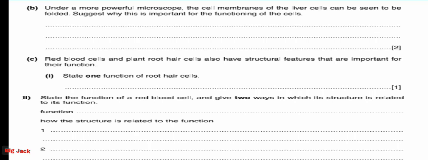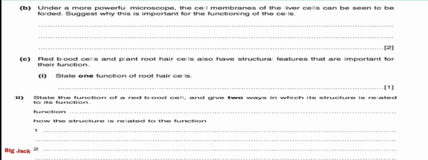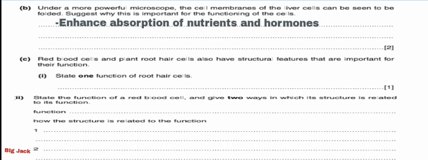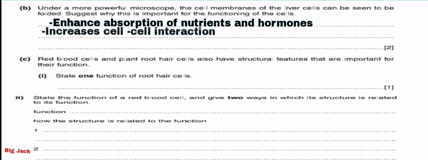So the first one, you can say, when the liver cells are folded, this is going to enhance the absorption of the nutrients and the hormones. So once the liver cells are folded, this is going to enhance the absorption of nutrients and hormones into the bloodstream. Then apart from that one, it also increases the cell-cell interaction. Once they are folded, cells are going to be brought together, meaning you're going to find that there will be interaction of the cells.